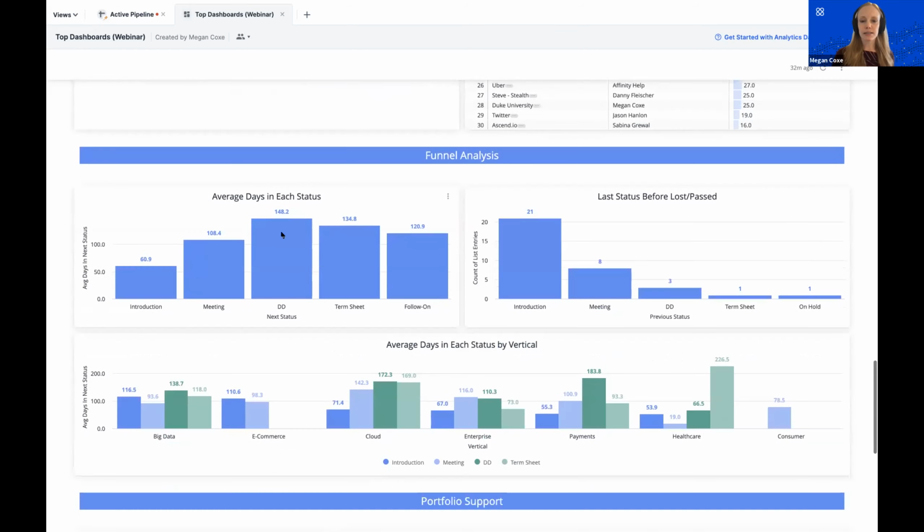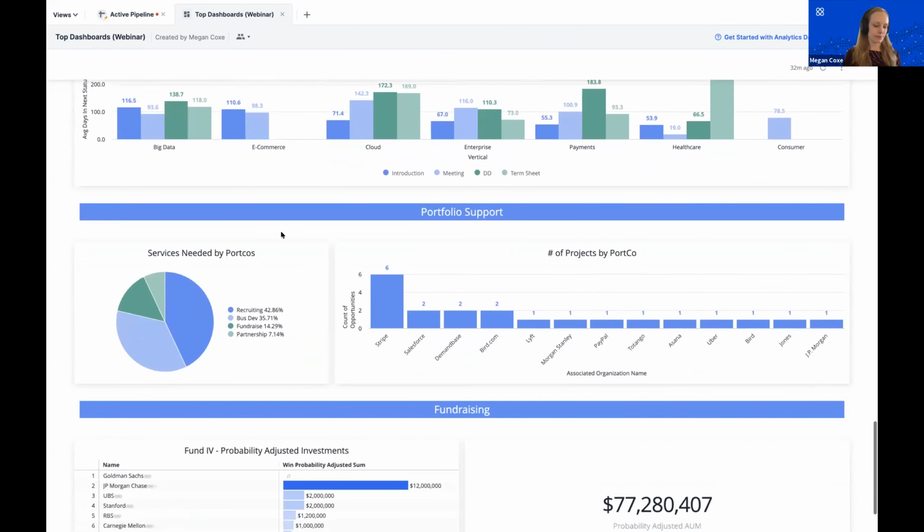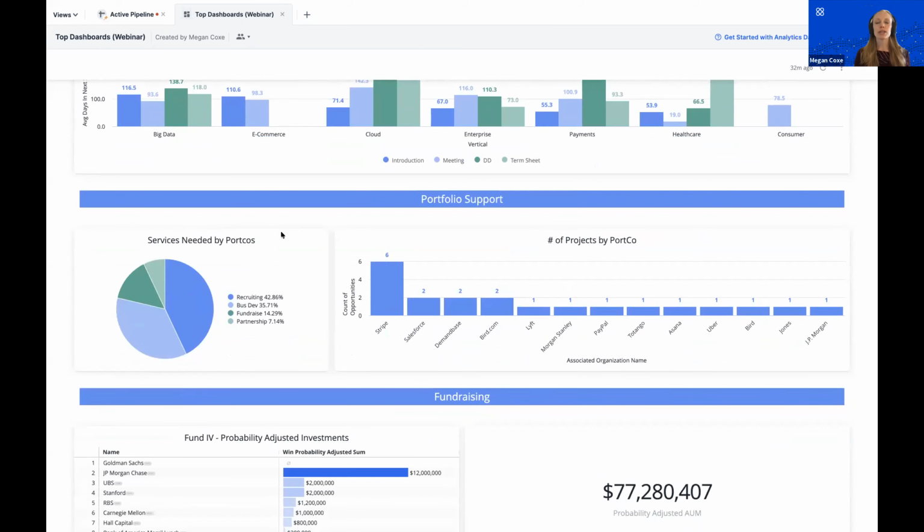Now, lastly, in portfolio support. Here we have reached the stage where we're already closed. These are companies that we're working with. We've closed them. They're part of our portfolio. So a couple of things we can do: let's say some of our best customers are tracking the portfolios in Affinity and tracking the projects that they're doing with their portfolio companies.